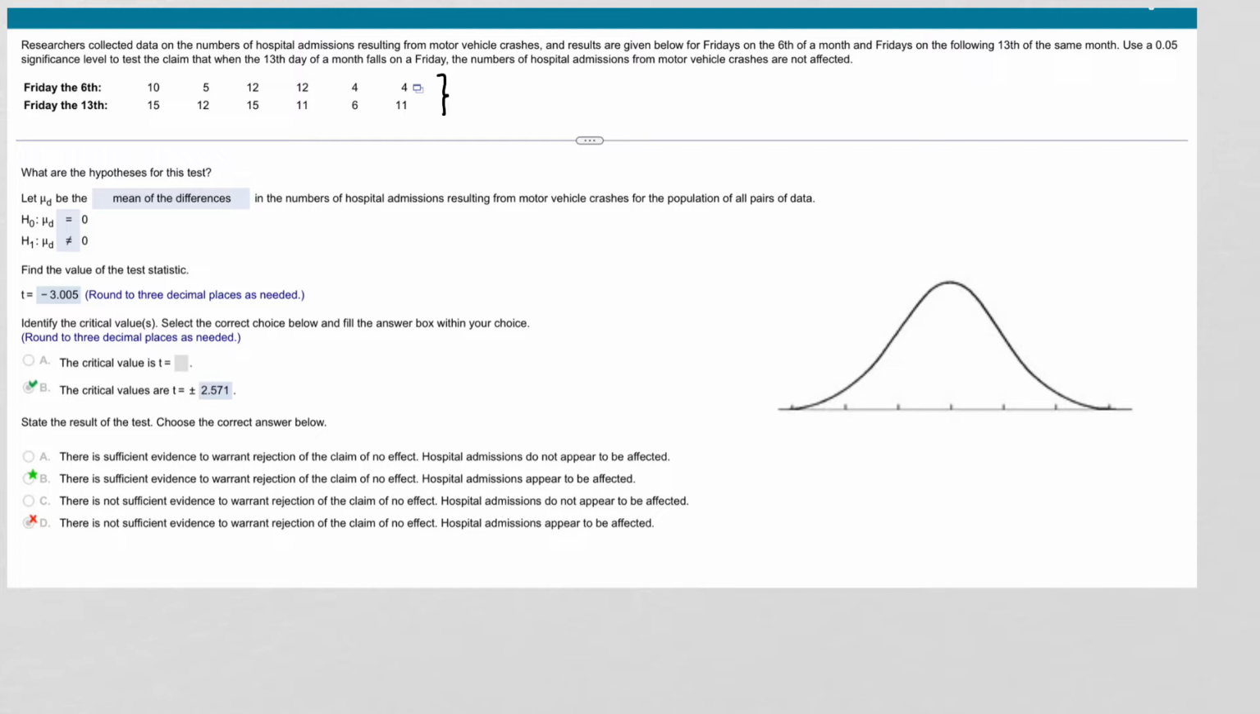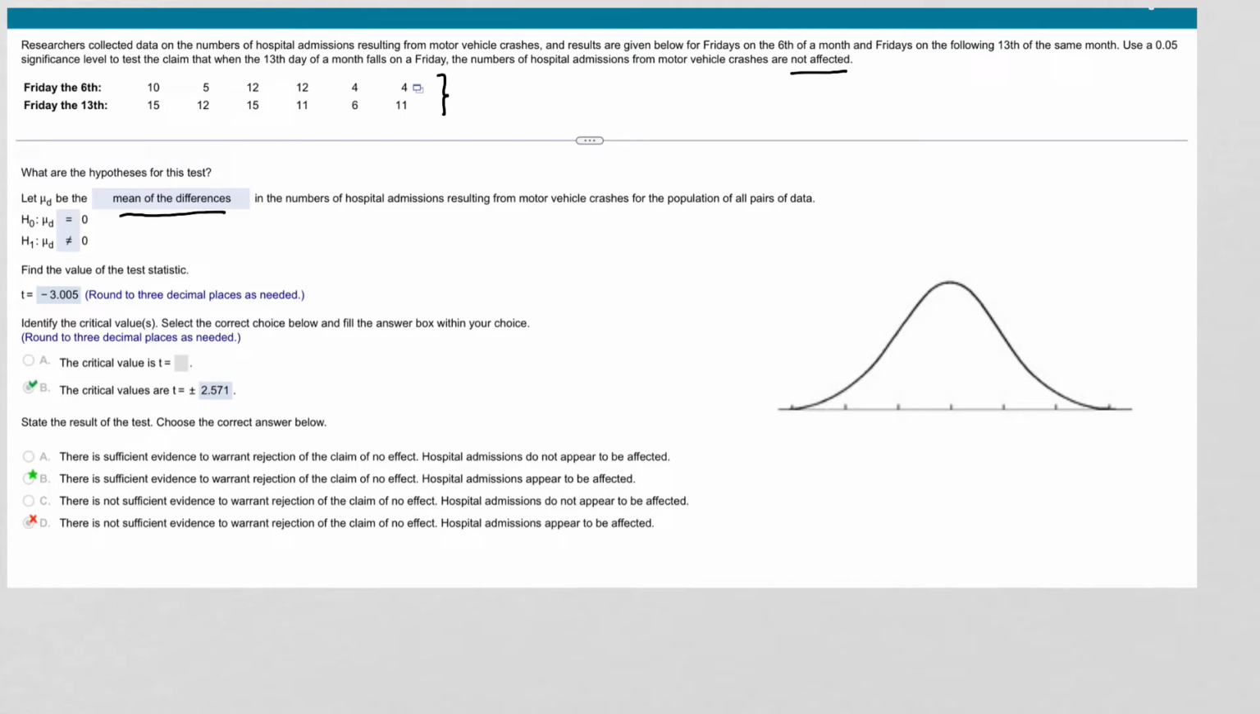And we want to know, first of all, what are the hypotheses for this test? So mu sub d is the mean of the differences in the numbers of hospital admissions. And we are going to test the hypotheses that mu sub d is equal to 0, reflecting that the number of crashes are not affected, and then mu sub d is not equal to 0. They didn't give any indication that it should be higher on Friday the 13th or lower, so this is a two-tail test and we're using not equals.